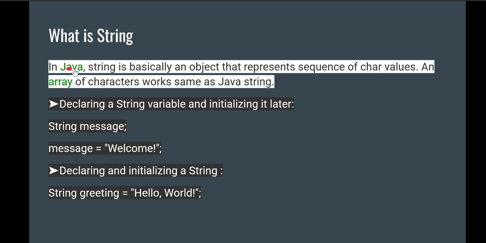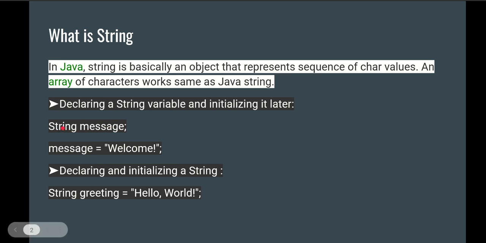In Java, string is basically an object that represents a sequence of characters, an array of characters that works the same way. A string in Java is something which is enclosed inside double quotes. As you can see, this is how we can declare a string.